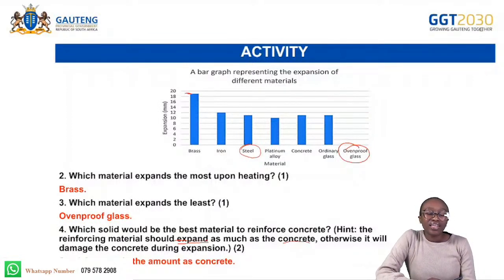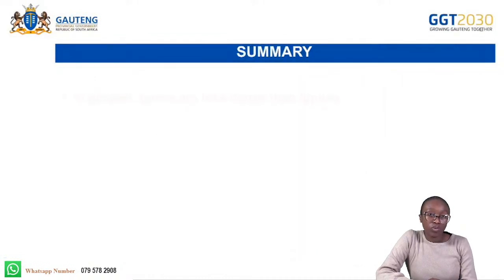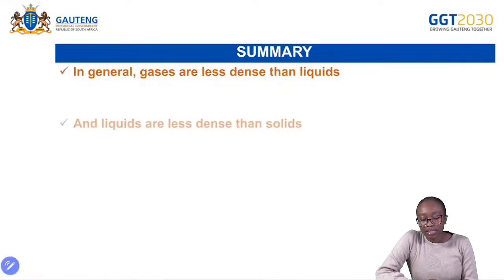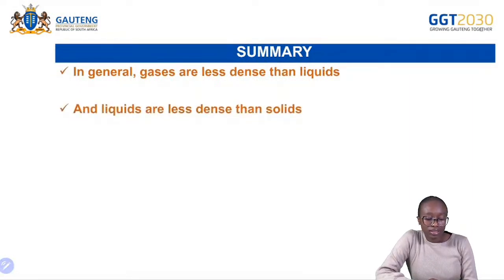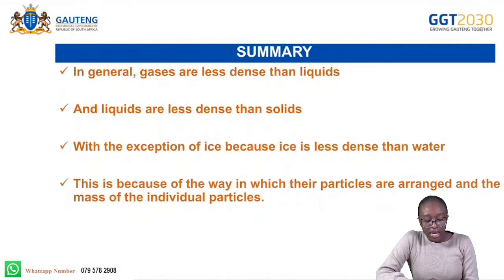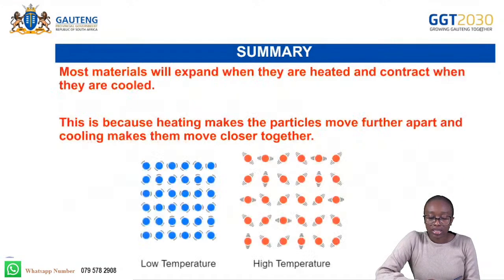All right, grade 8. Now let's wrap up our lesson. What did we learn today? We learned that in general, gases are less dense than liquids, and liquids are less dense than solids, with the exception of ice, because ice is a solid and it is less dense than water. This is because of the way the particles are arranged and the mass of the individual particles. This is what makes a material more dense than other materials, or less dense than other materials.